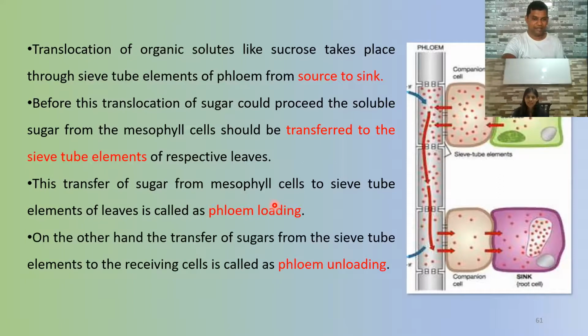And on the other side, after the translocation is over, wherever it has reached, यहाँ पे सिंक सेल है, सामान उतारना है, that is phloem unloading. समझ गया. सुक्रोज लीफ सेल से कंपेनियन सेल में होते हुए सीड ट्यूब एलिमेंट में जाएगा, that is phloem loading. Seed tube will translocate it wherever it is required. Again, there will be companion cell and the sink cell. Unloading. निकाला जाएगा तो phloem unloading.